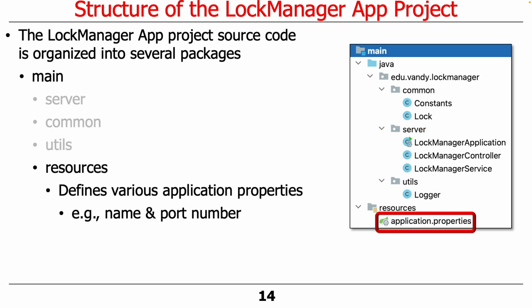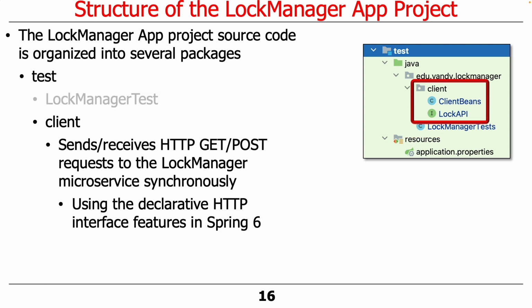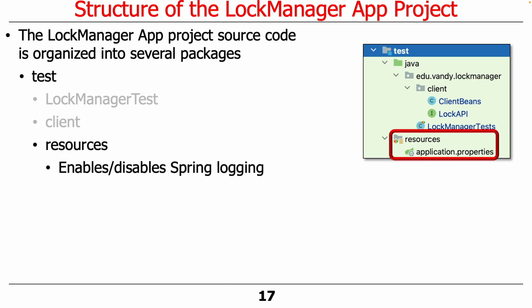And then the resources define the port number and name of the service. The client side, the test side, has a test that initiates all the calls, that drives the microservice to make sure it's working. And it's also got this cool lock API thing that uses the declarative HTTP interface features that were provided in Spring 6. And we'll see how that works. I think, like I said, it's much cleaner than using Retrofit. And you can turn logging on and off.